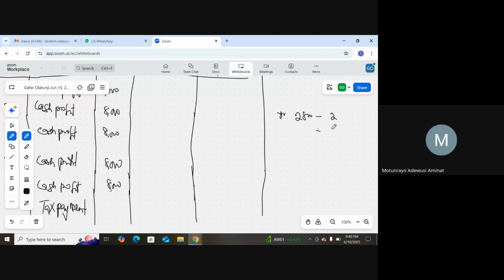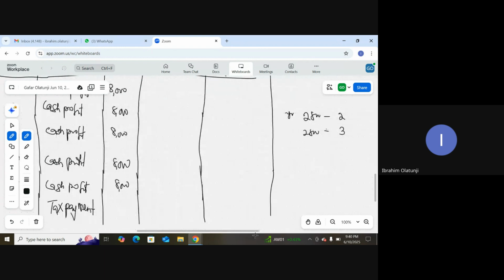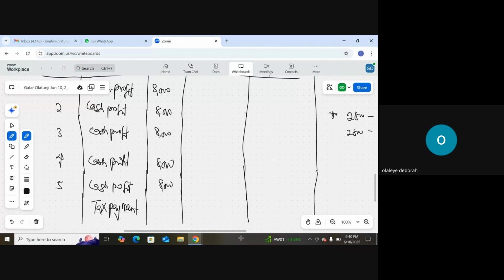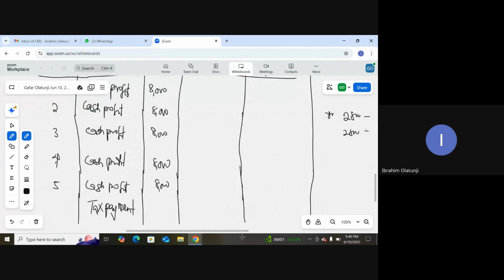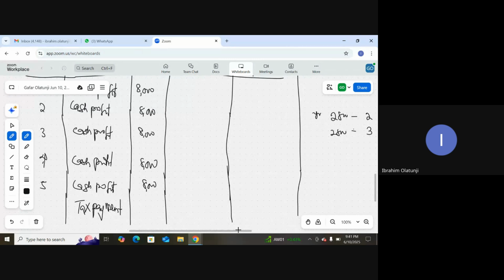Year 3. Don't forget it's the same amount because it is 8,000. You know it is 8,000 for all of them, right? Yes. That means they are paying the same tax. So tax of year 3, we will pay when?